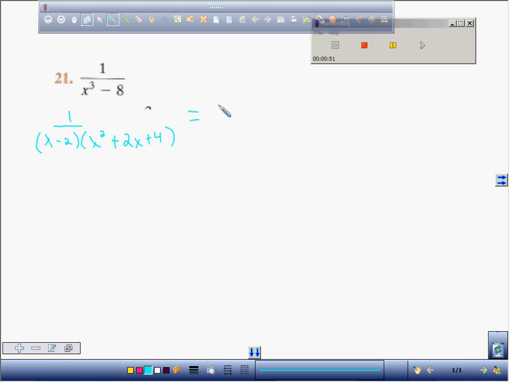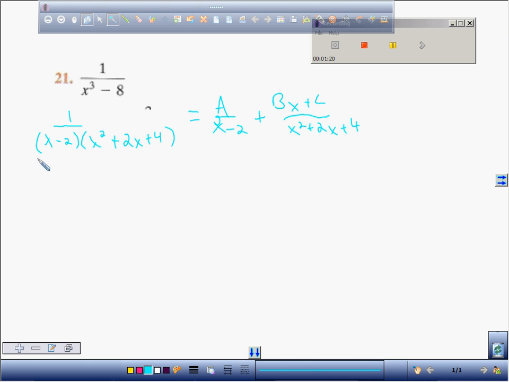So the way you have to write this is A over x minus 2 plus bx plus c over x squared plus 2x plus 4. Okay? And the way I knew how to factor this is because there's a little formula.